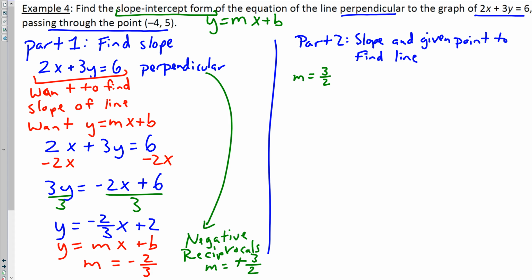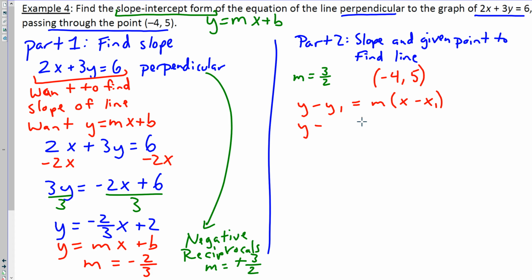So now that I have the slope that we actually need, our perpendicular slope, I can use that with the given point. They want the point that our line will go through to be negative 4, 5. So I want to generate my equation that has that slope 3/2 and goes through that point negative 4, 5. And again, thinking of our 3 formats, the best one when you have a point and a slope given is point-slope form. So I'm going to use that point-slope form to generate my equation.